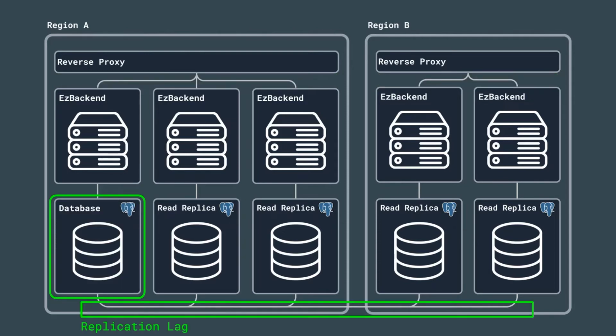And the second caveat is replication lag, because when a read request to a replica occurs at the same time as a write to the main Postgres instance, the information read out may not be fully accurate. However, in scenarios where data accuracy is paramount, EzBackend reads can be configured to read from the main Postgres instance instead.